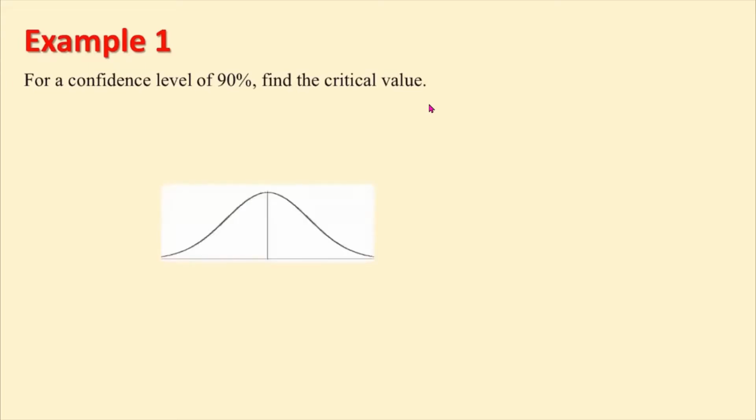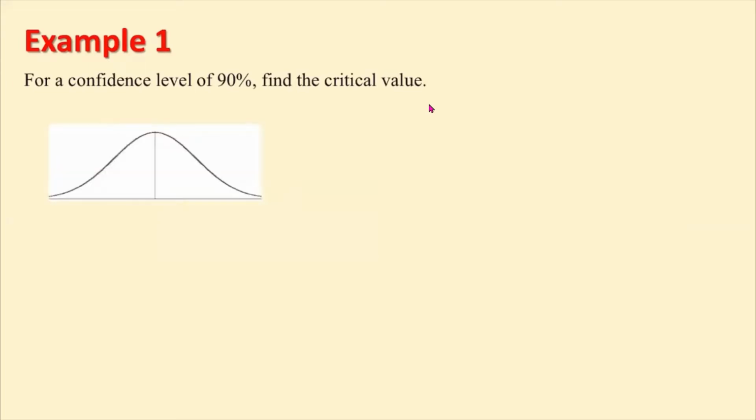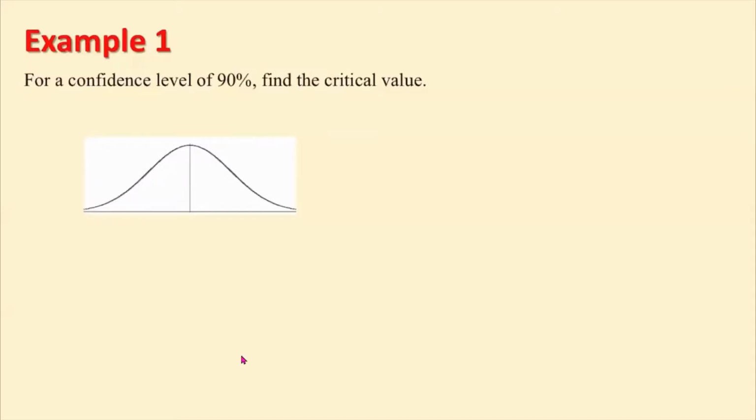So for example, we have a normal distribution. Let's label this one. This is my normal curve with mean 0 and standard deviation 1, so I'm talking here about the standard normal distribution. Now we are looking for the critical value for the 90% confidence level. Here in the middle we have 0, the mean, and along the x-axis we have the z values.